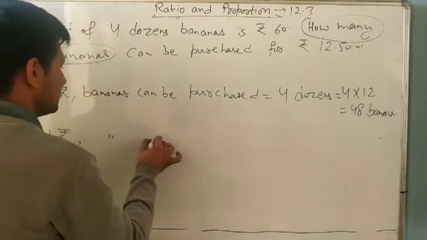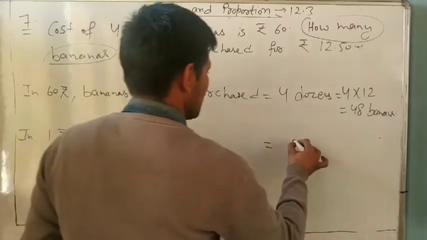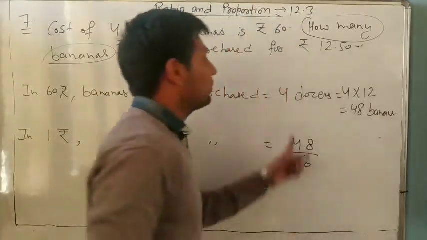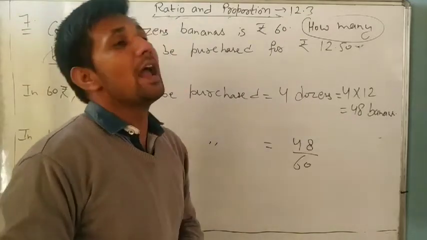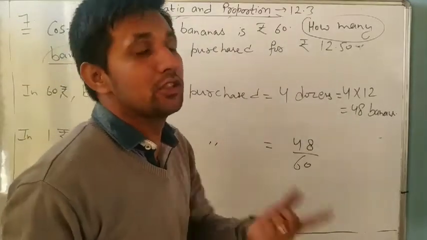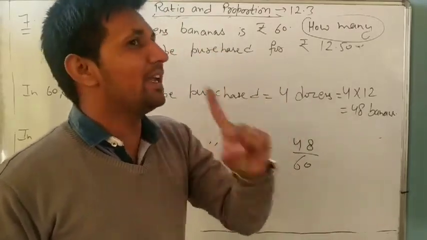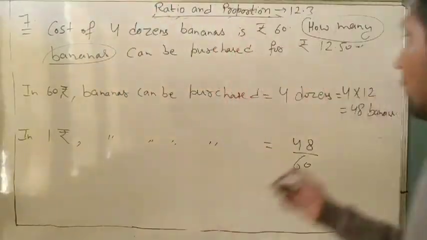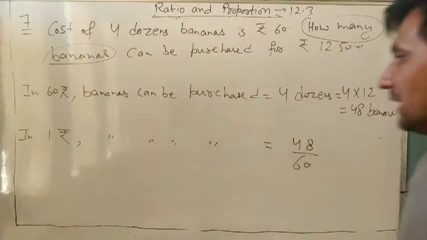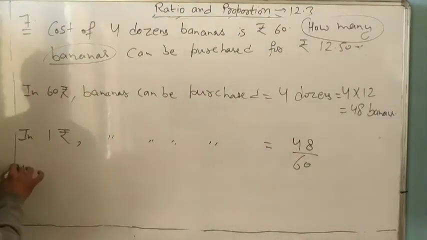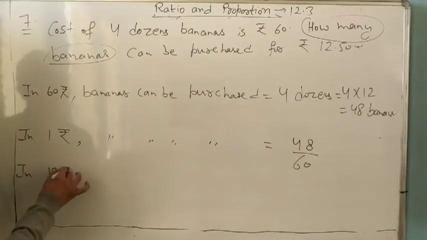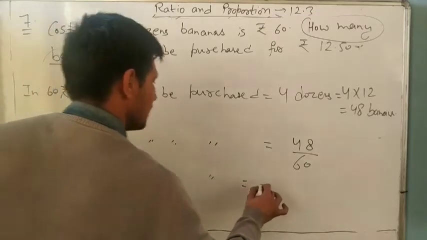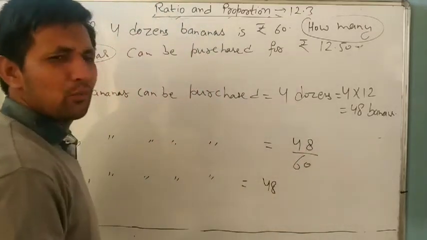So bananas purchased is 48 divided by 60. Dear, we convert dozen to bananas because the examiner is asking how many bananas. He is not asking how many dozen. If he asks how many dozen, no need to change. But if asking how many bananas, we will convert to bananas. So 48 divided by 60, same as it is. Then we find for 12.5 rupees how many bananas can be purchased. You can cut if you want, otherwise no need.